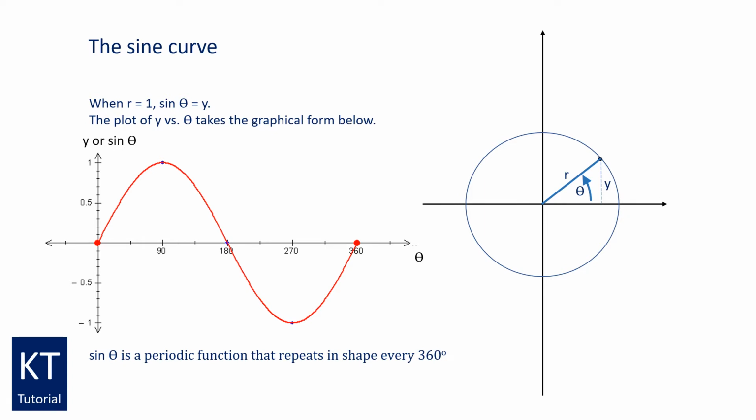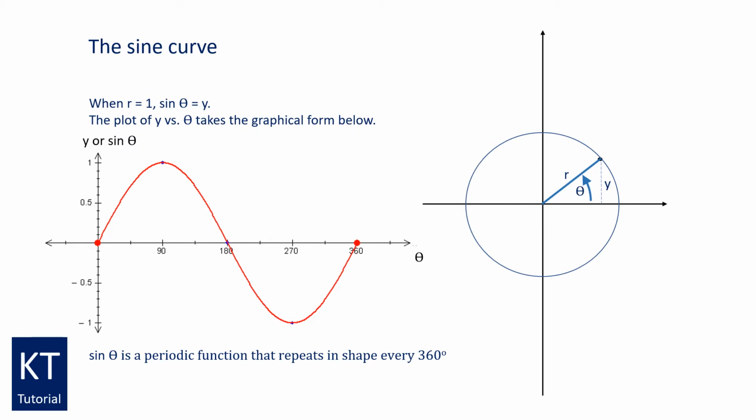So, when theta moves from 0 to 90 degrees, its y component will move from 0 to r. As it moves towards 180 degrees, its y component becomes 0. And as it continues to 270 degrees, its y component becomes negative r, and so on.